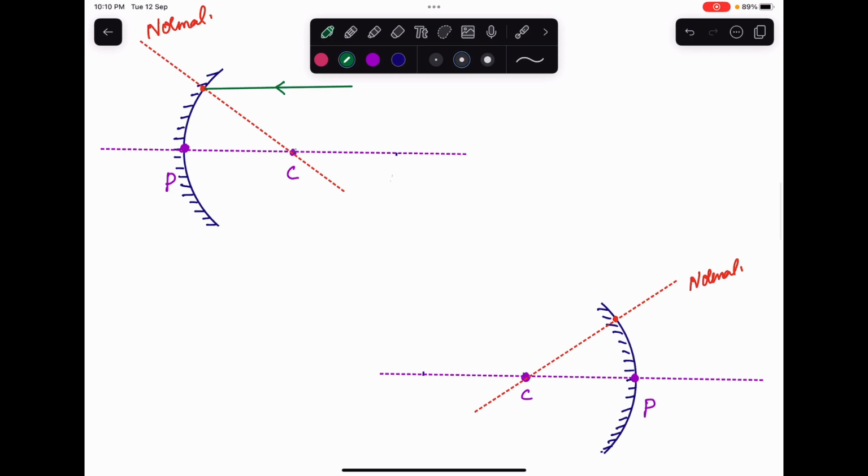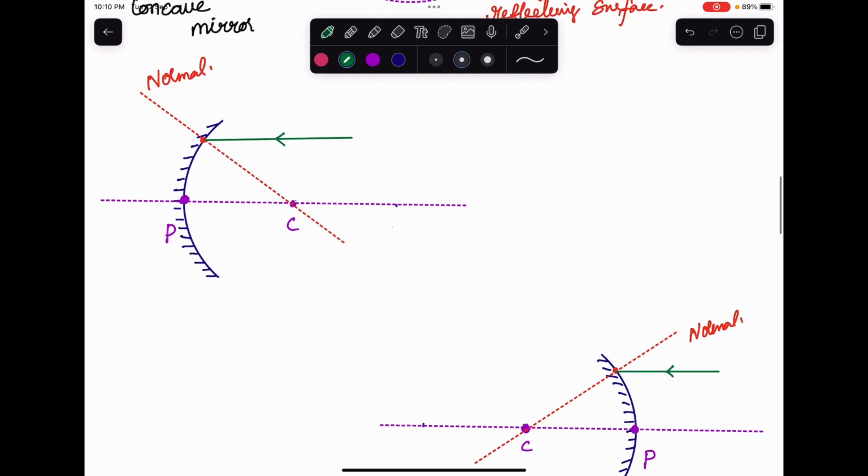And similarly for this one also, I would like to take a light ray passing parallel to the principal axis and incident on the spherical mirror in this way. Based on your knowledge, we will measure the angle of incidence over here, and at the same time here, and then we will calculate the angle of reflection. Here also we know that I is equal to R. Angle of incidence is equal to angle of reflection.